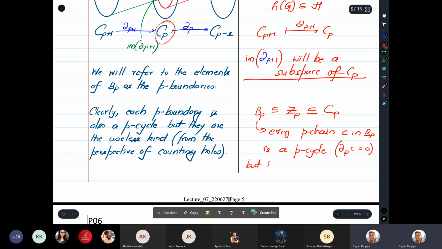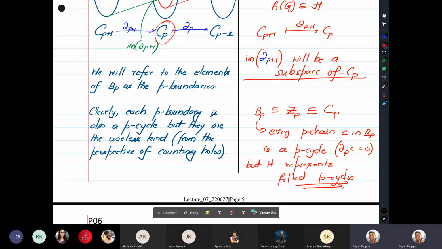But it represents filled regions. It represents filled p cycles. Is this okay? So this is the interpretation of Bp, right? So what we want to do is, we want to count the elements in Zp, but we want to ignore the elements in Bp. This is what our goal is. How we do it, we will discuss, but this is the intuition, right?